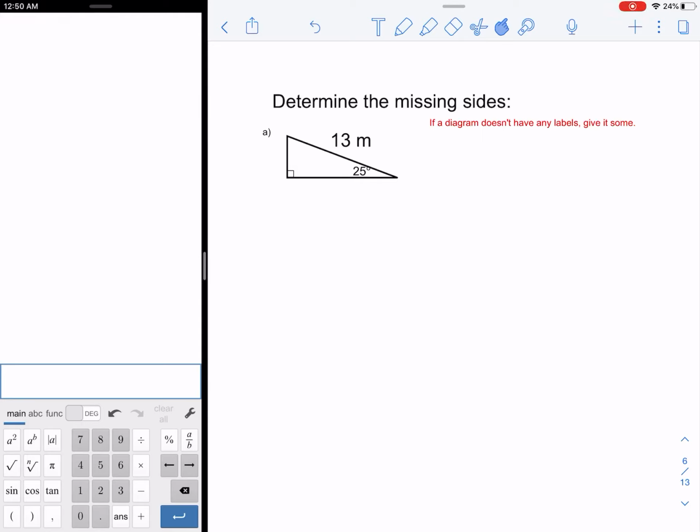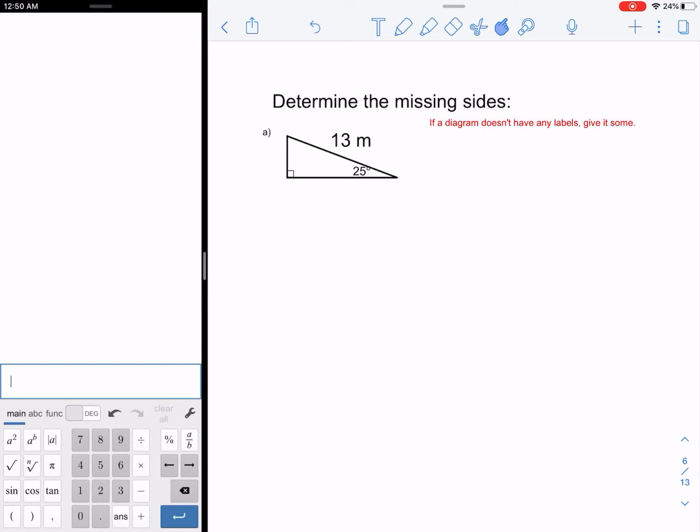Welcome to part 2 of Unit 3.3, Introduction to Trigonometry. So we have a problem here. It says determine the missing sides. Again, you can stop the video right now and try and figure out what they are.